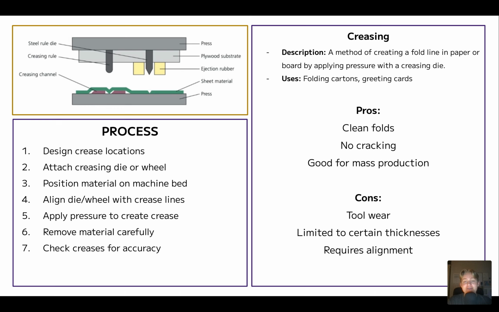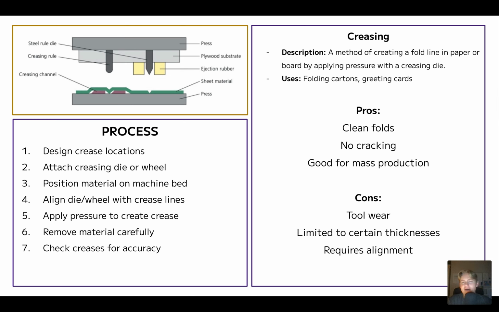So basically the uses of creasing are things like folding cartons or greeting cards. When you get a greeting card and it's got a fold line down the middle, it's probably been done by a creasing die. The pros of it are that you can create some really clean folds that would be difficult to do by hand, and you can prevent any cracking of the material. It's also very good for mass production because it's quick, repeatable, and accurate.